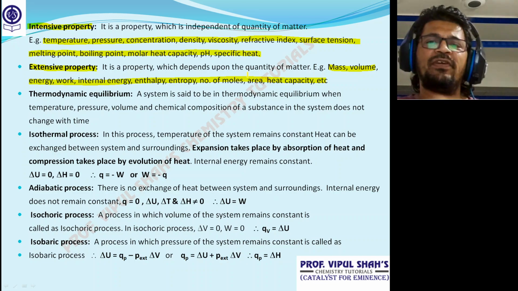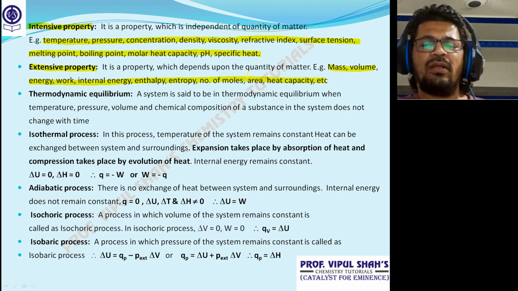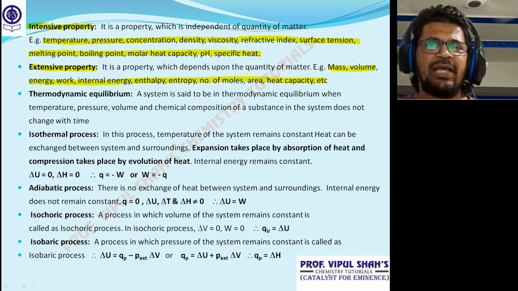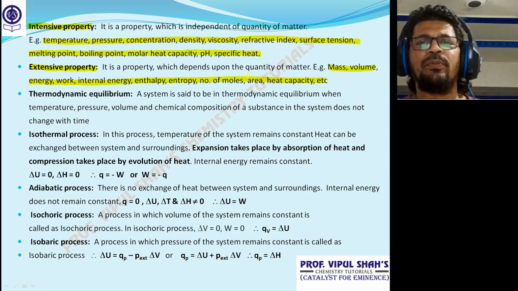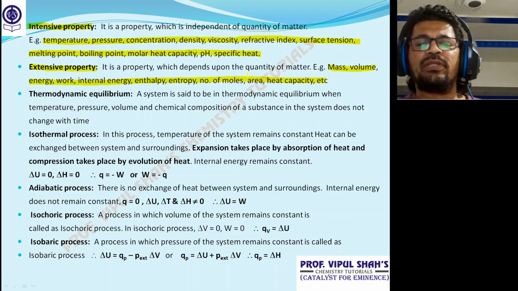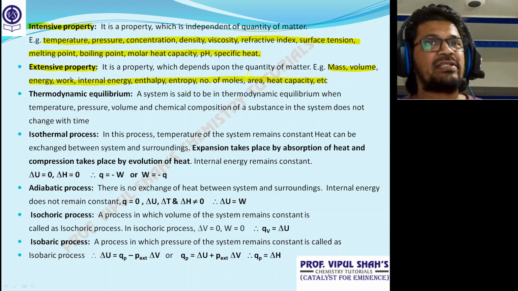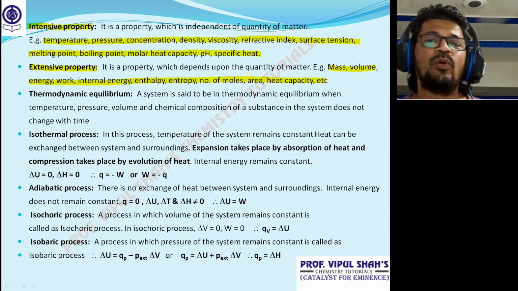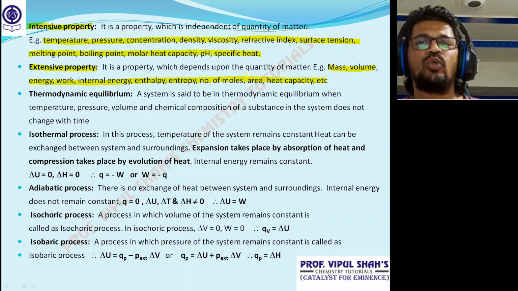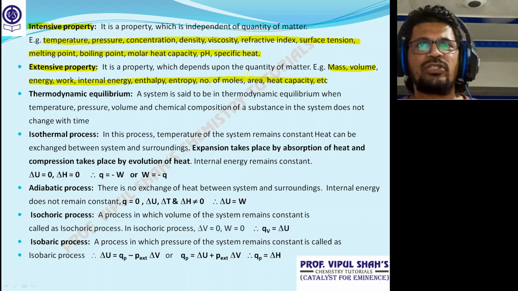For example, there are three types of thermodynamic equilibrium. Thermal equilibrium: temperature remains constant with time. Mechanical equilibrium: pressure remains constant with time. Chemical equilibrium: the chemical composition remains constant with time. So when these three equilibria exist simultaneously, that's what we call a thermodynamic equilibrium. So we have these variables, pressure, volume, temperature, that will remain constant.